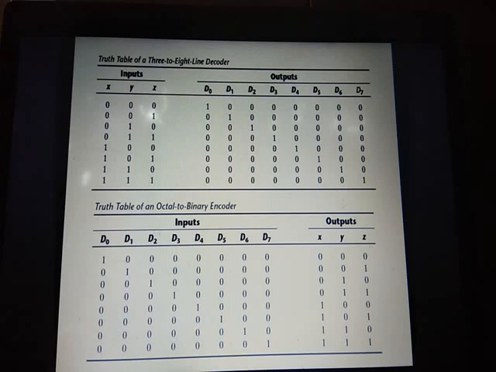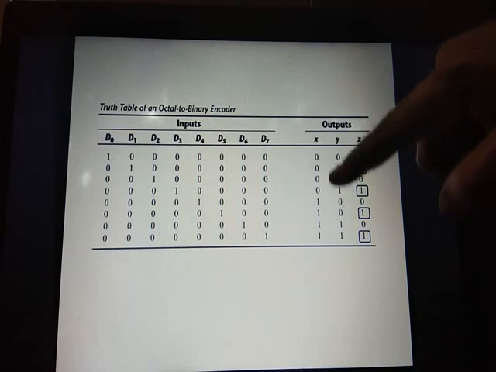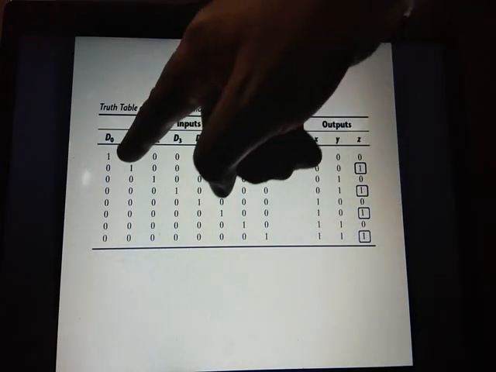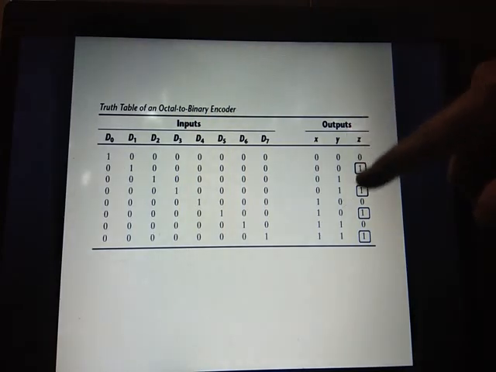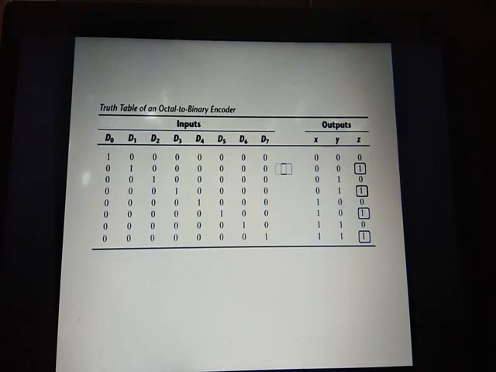The encoder is going to take D0 to D7 as inputs and X, Y, Z as outputs. X is going to be 1 for respective D values. Y is equal to 1 for respective D values. Z is equal to 1 for respective D values. We'll examine by using an example, that is Z. Z is 1 only because D1 is 1, D3 is 1, D5 is 1, and D7 is 1.